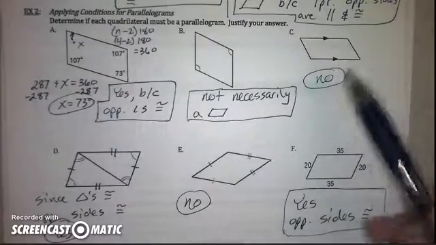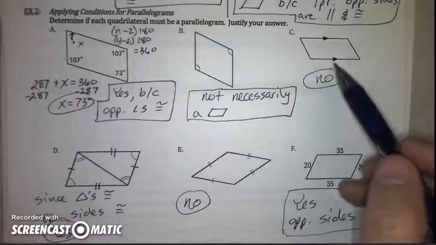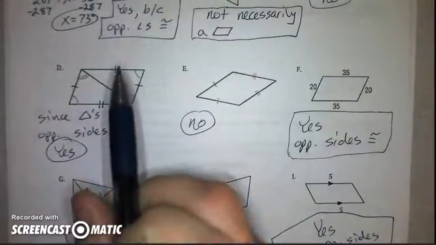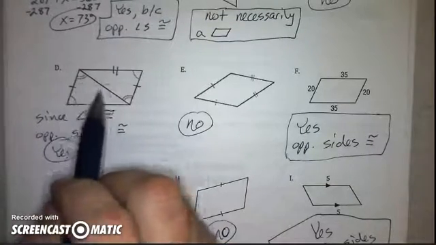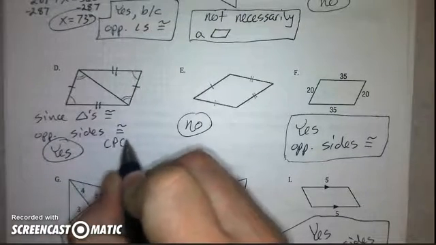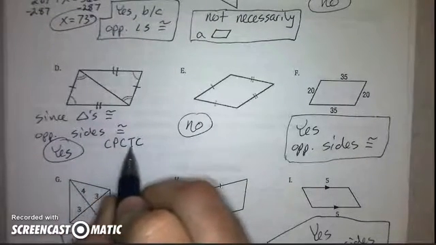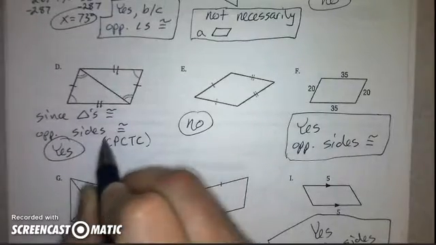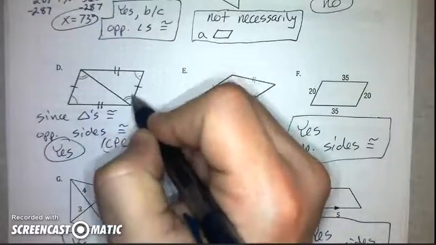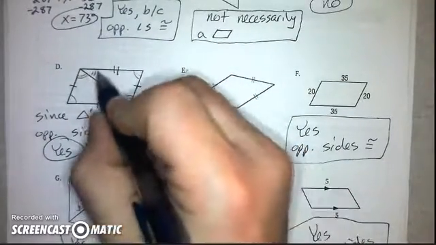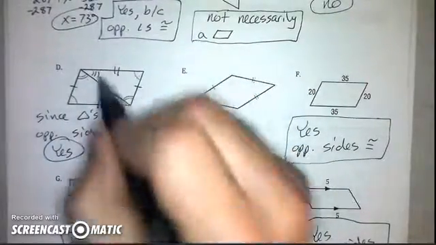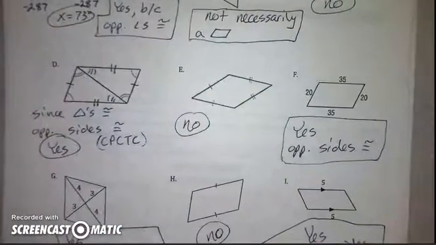C, also not enough information. We only have one pair of opposite sides parallel. D, there's a couple different ways you could have done this. In most of the classes, I showed you that we could show that the triangles are congruent, so these opposite sides are congruent by CPCTC, corresponding parts of congruent triangles are congruent. But then we also looked at, I think it was 7th hour, noticed that if I have alternate interior angles here, and then the third pair of angles here and here are congruent, then these sides are also parallel. So we have opposite sides that are parallel too, and that could be a reason why they're a parallelogram.